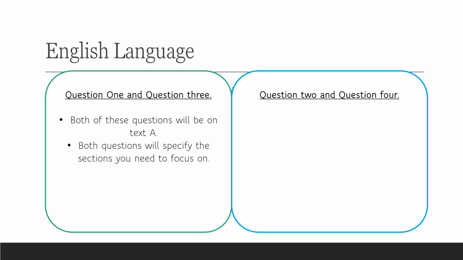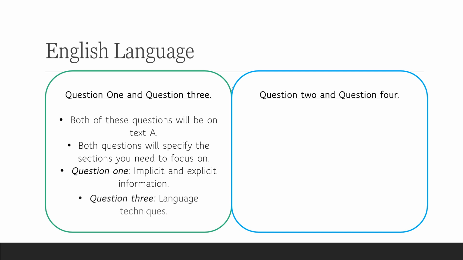Both questions will specify the actual sections you need to focus on. So in theory, you don't even need to read the whole of source A. You just need to pay attention to where the questions are asking you to focus and make sure that's where you're focusing when you answer the question. Question 1 is about implicit and explicit information. So that is not just the obvious information, but also reading between the lines. And question 3 is the one that's about the language techniques.